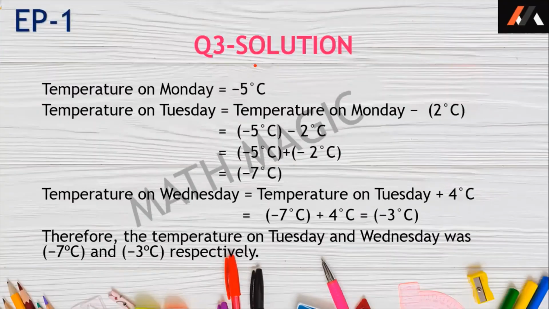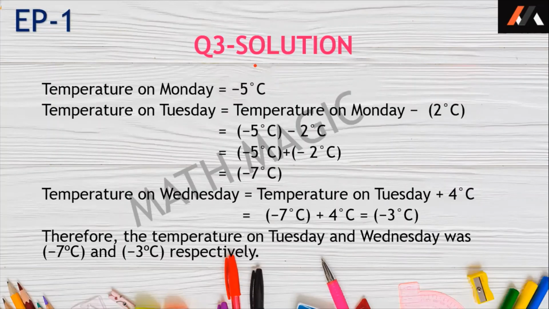Let's see. It's given that the temperature of Monday is minus 5 degrees Celsius. Temperature on Tuesday, that is temperature on Monday, minus 2 degrees Celsius. The temperature of Monday was minus 5 degrees Celsius and we are subtracting 2 degrees Celsius from that. That means when 2 degrees Celsius is subtracted from minus 5 degrees Celsius, it will become minus 5 degrees Celsius plus minus 2 degrees Celsius.